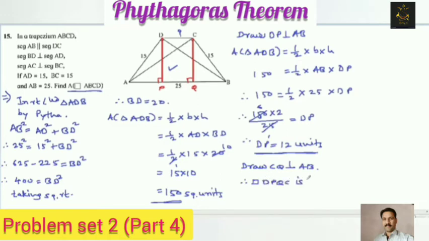DPQC is a rectangle. Okay friends, because of this rectangle, their opposite sides are the same. Which two sides are the same here? DC is equal to PQ and DP is equal to CQ. Why? Opposite sides of a rectangle.